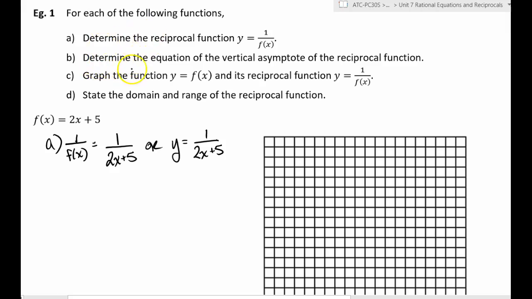Okay, where is my vertical asymptote? Okay, well, B. My horizontal asymptote again is always at y equals 0. My vertical asymptote is my non-permissible values. So that's going to be when 2x plus 5 equals 0. Move it around and we get x equals negative 5 halves.